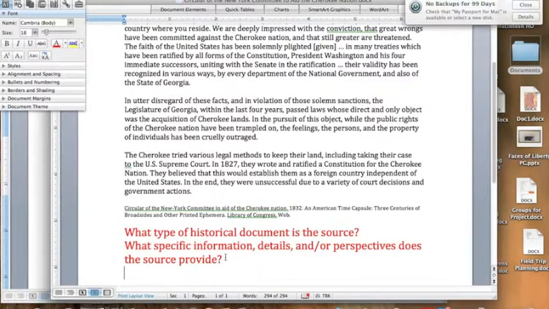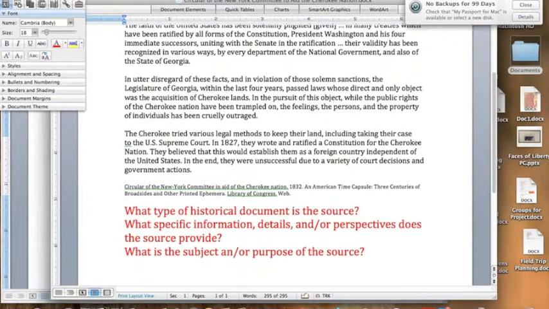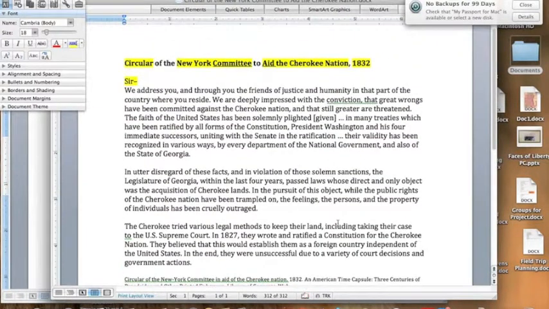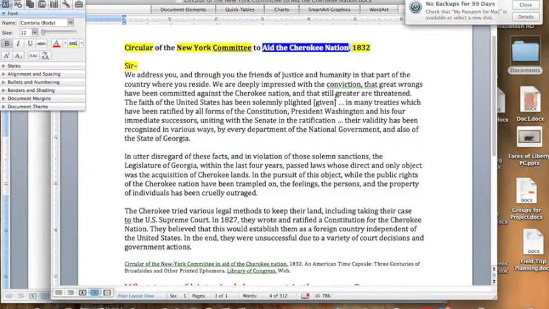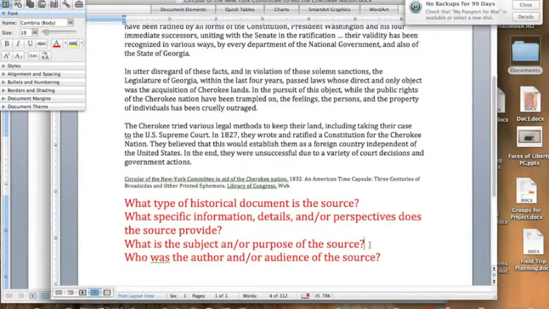The next two questions that we're going to try to answer are, what is the subject and or purpose of the source, and who was the author and or audience of the source? So from our last study of this document, we already found out that the main subject is to help aid the Cherokee Nation. And so we already know the answer to this one. So there's no new information to add to our graphic organizer.